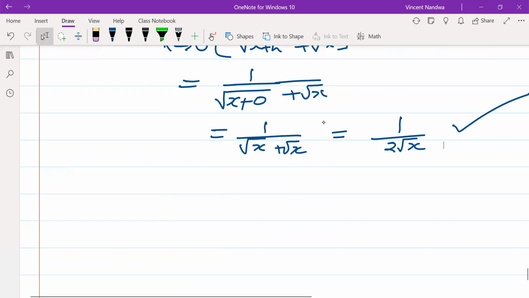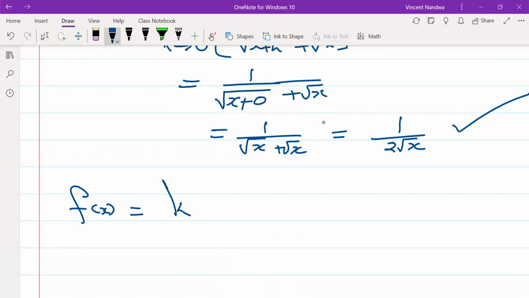Okay, let me see whether yes or no. Now, what is the derivative of f of x given by k, where k is a constant? Yes, I want the method we are using by limit.